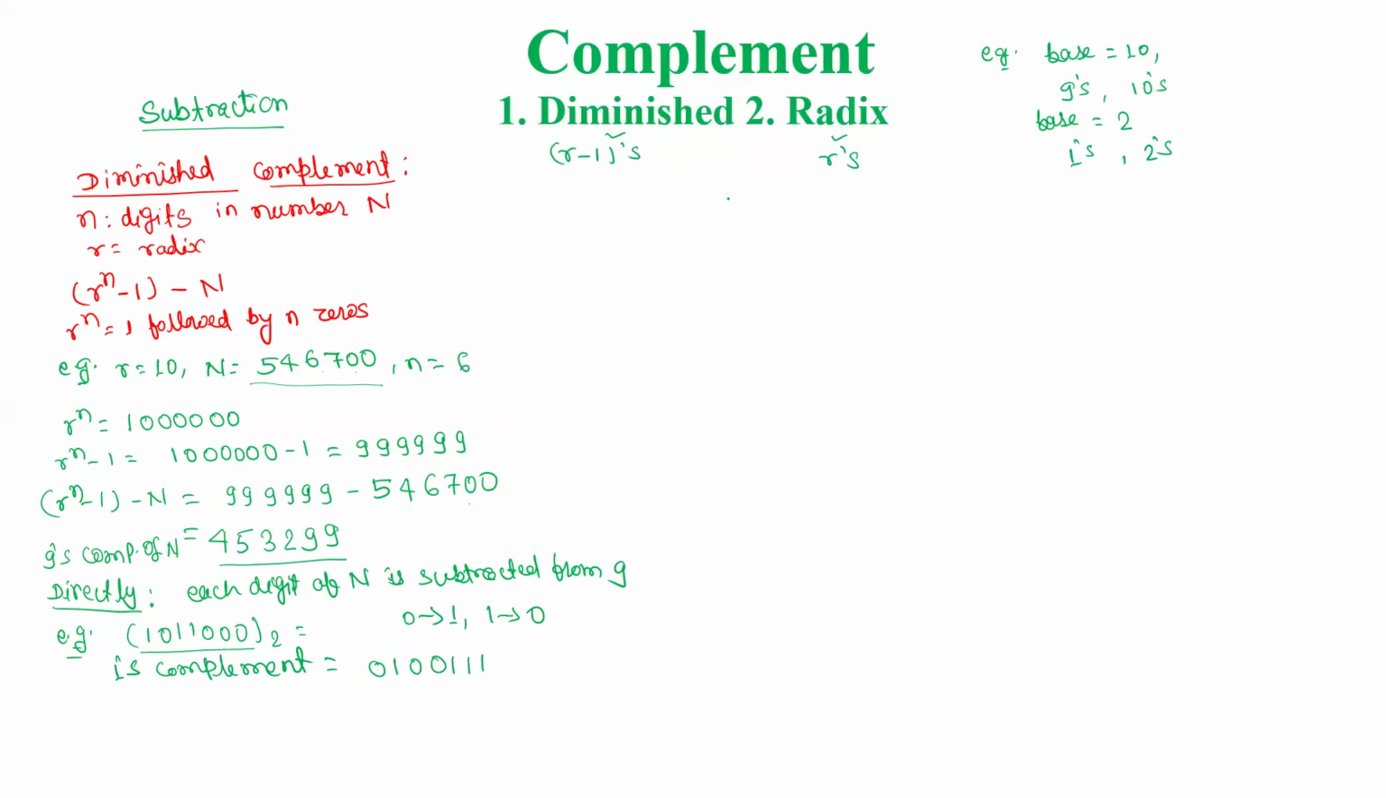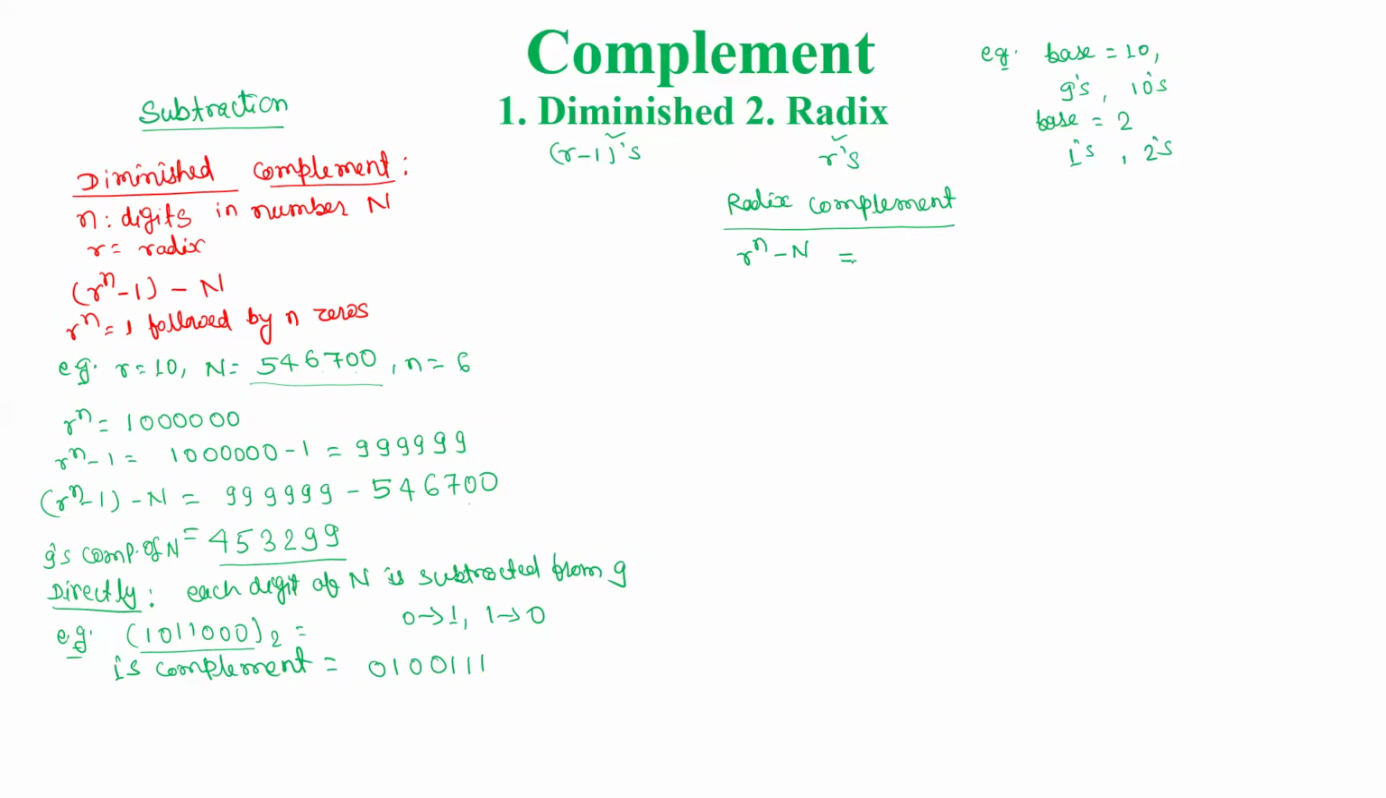Next, we are going to see the radix complement. How do we obtain the radix complement? We can see it for decimal as well as binary numbers. The radix complement is given as r to the power n minus N. So what is r to the power n? It is the same as before: 1 followed by zeros, as many as the number of digits in the number.